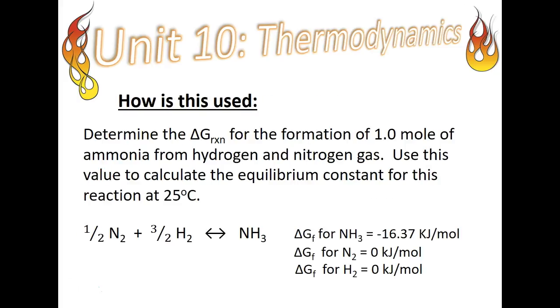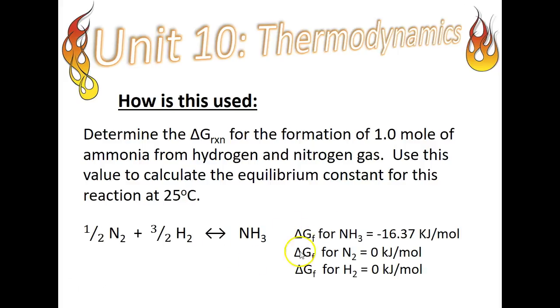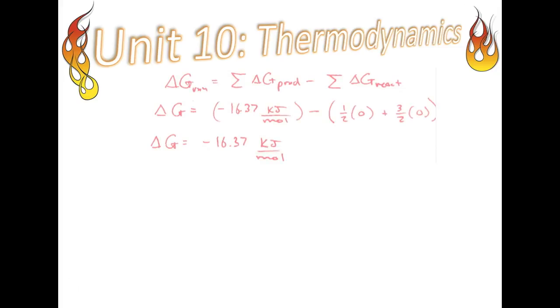This question gives you a reaction down here that's been balanced, Gibbs free energies of formation for each species in the reaction, and it asks you to do two things. One, calculate a delta G, and then use that to calculate the equilibrium constant at 25 degrees Celsius. So let's handle the first thing on that list, which is use those free energies of formation to solve for the delta G of the reaction.